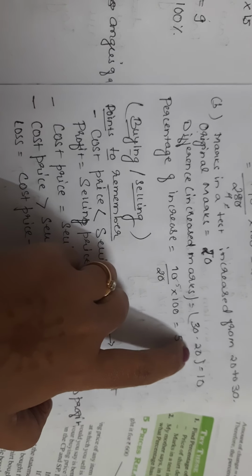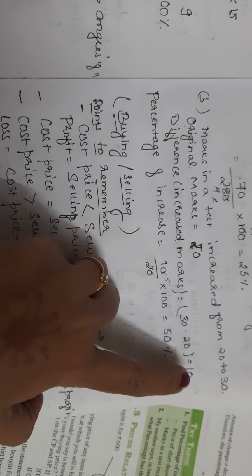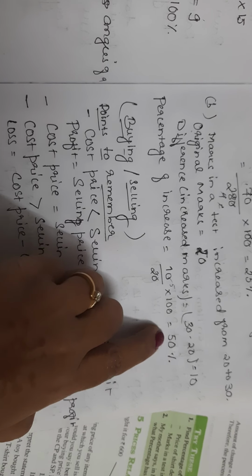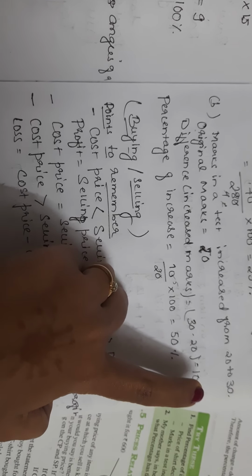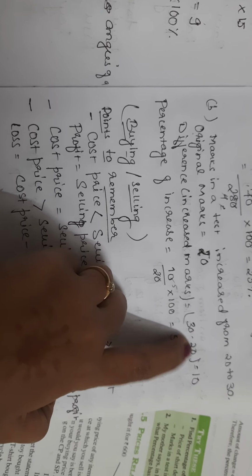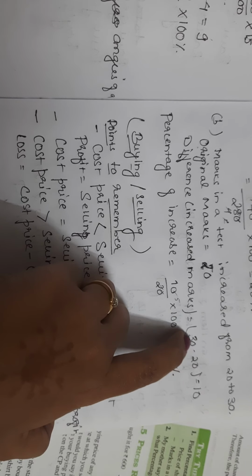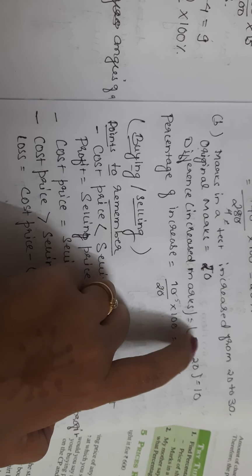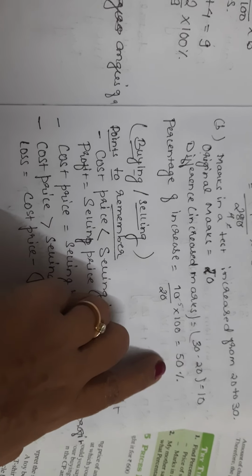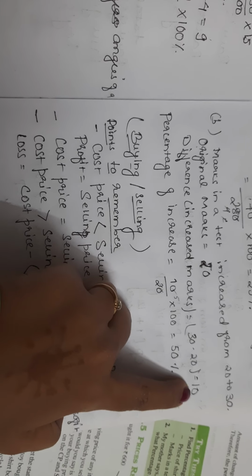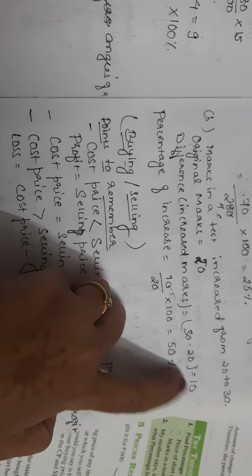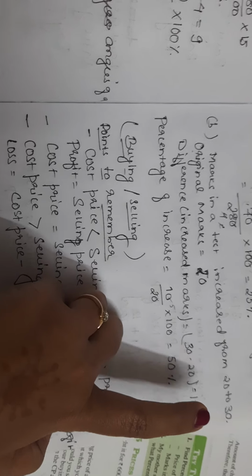50% of 20 is 10. So 20 plus 50% of it, which is 10, makes 30. So the increased marks becomes 30. So 50% of 20 is 10. I hope, children, you are getting what I am saying.